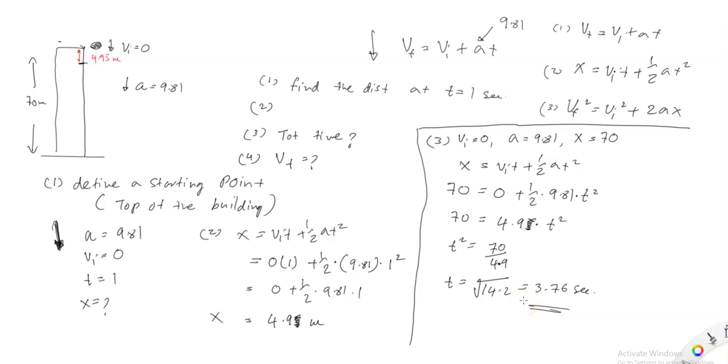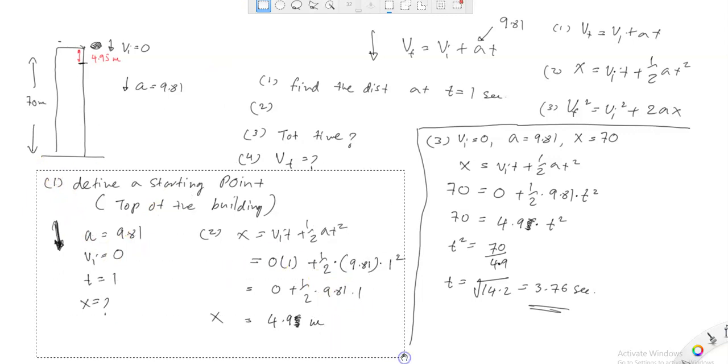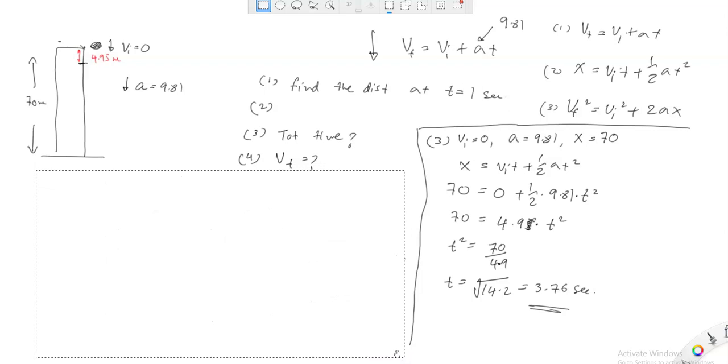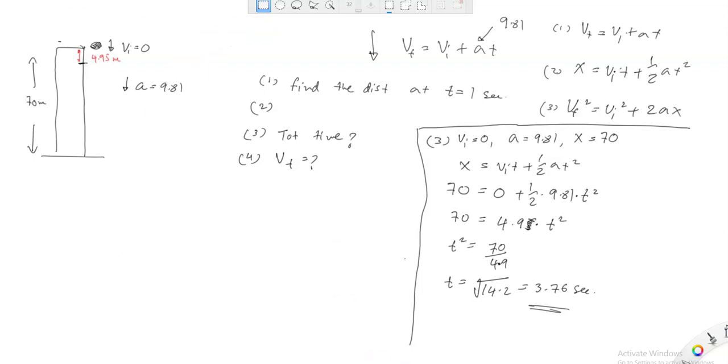Okay, last question. What's the speed just before hitting ground? So I'm gonna make some space here. I'm gonna erase some of the stuff. Question number 4, final velocity. You can use either equation 1, it has final velocity, or you can go with equation 3, that also has final velocity. I'm gonna go with 1.